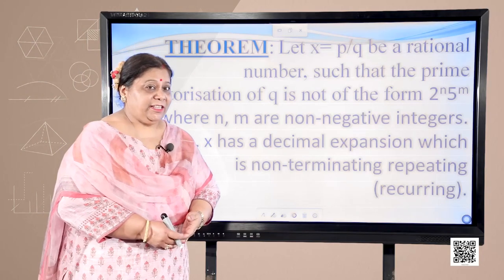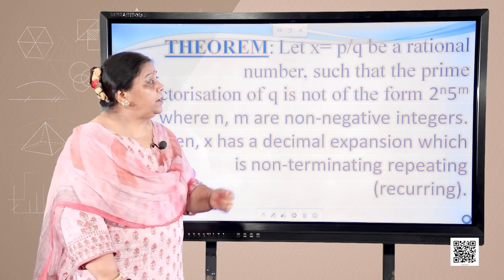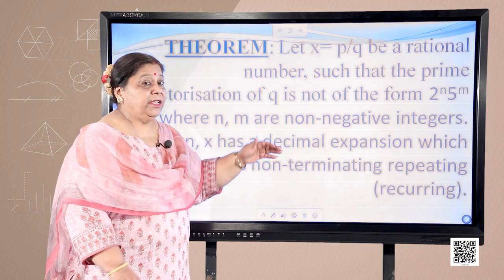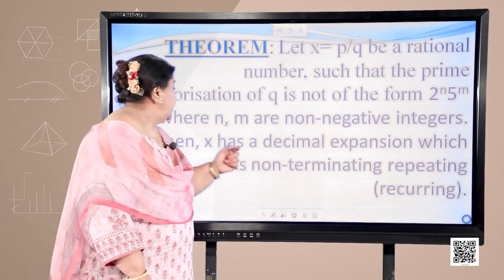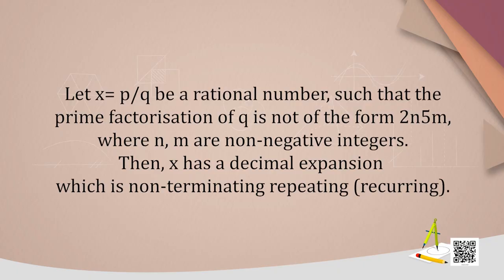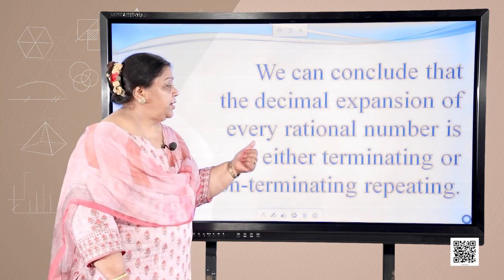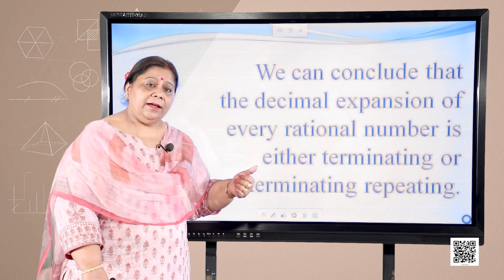We have another important theorem here which states that let x is equal to p upon q be a rational number such that the prime factorization of q is not of the form 2 to the power n into 5 to the power m, where n and m are non-negative integers. Then x has a decimal expansion which is non-terminating repeating, that is recurring. So we can conclude that the decimal expansion of every rational number is either terminating or non-terminating repeating.